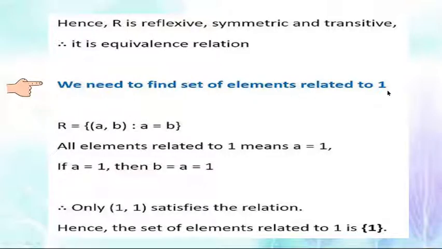Now again we have to find the set of elements which are related to 1. So one element is fixed, which is 1. The other element we have to check from set A, and the relation given is A is equal to B. So there is only one element in set A which is equal to 1. That is 1 only. So 1 and 1. Only this ordered pair satisfies the relation. So hence the set of elements related to 1 is only 1.